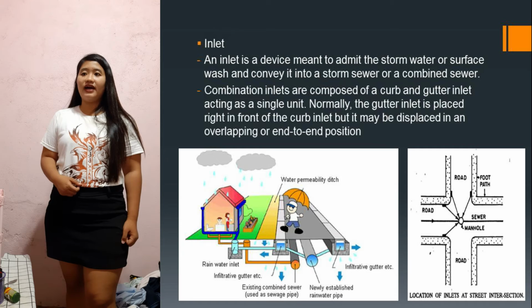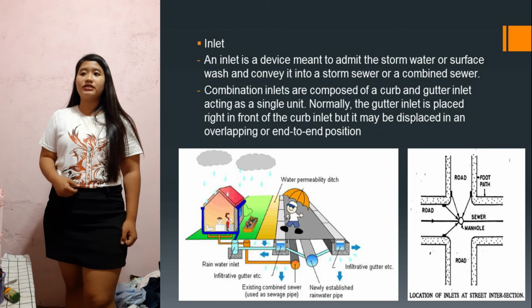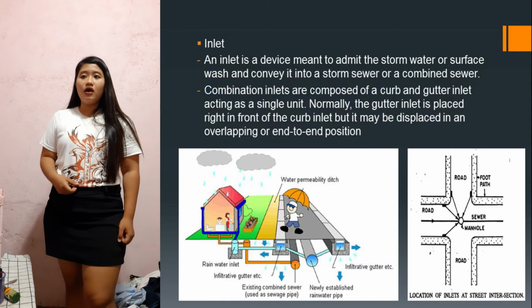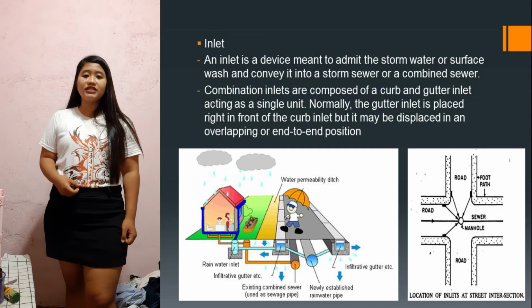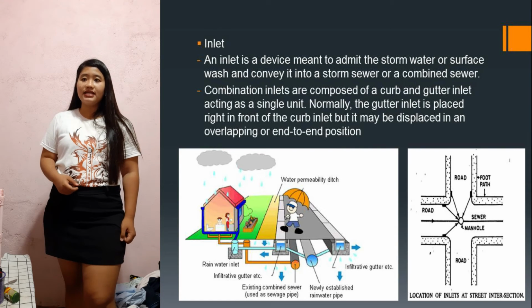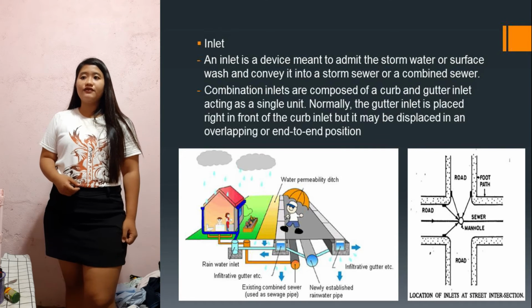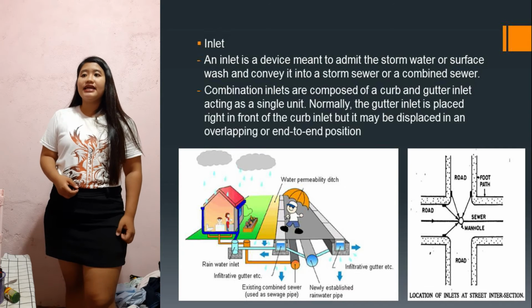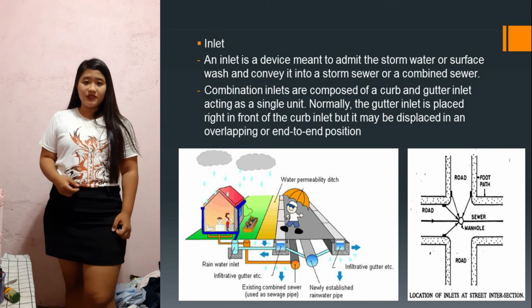An inlet is a device meant to admit the storm water or surface wash and convey it into a storm sewer or a combined sewer. Combination inlets are composed of a curb and gutter acting as a single unit. Normally, the gutter inlet is placed right in front of the curb inlet, but it may be displaced in an overlapping or end-to-end position.